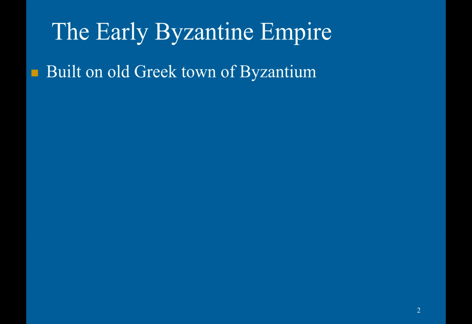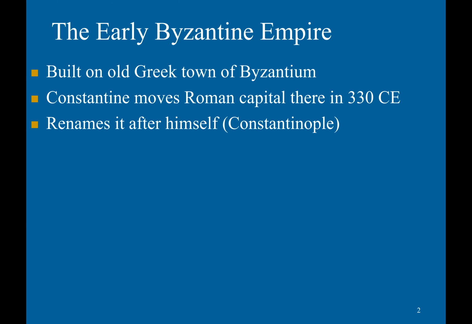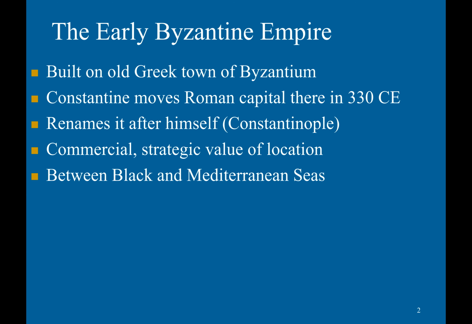The early Byzantine Empire was built on the old Greek town of Byzantium. Constantine had moved the Roman capital here in 330 CE and renamed it after himself, Constantinople. Its location was very valuable in terms of commerce and strategy, as it was located between the Black and Mediterranean Seas, two important bodies of water for trade. However, in 1453, the city would fall to the Turks, being renamed Istanbul, but that comes much later.